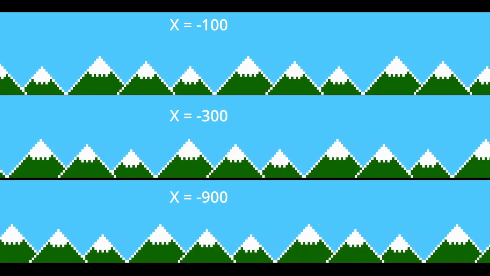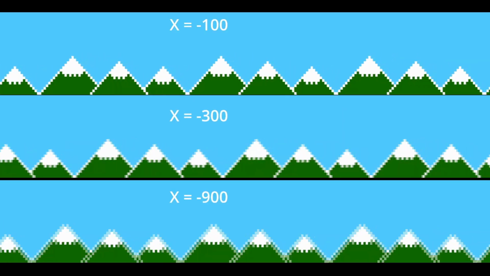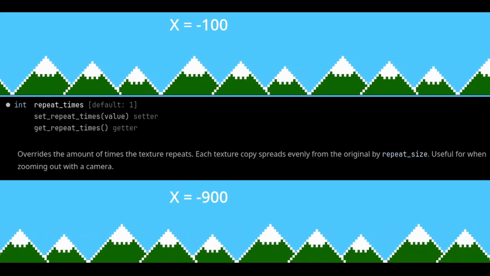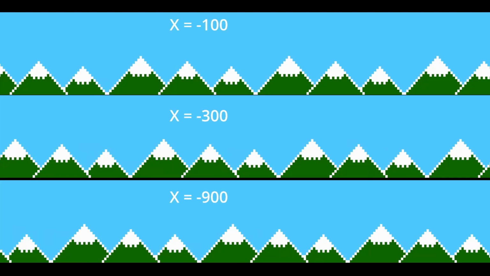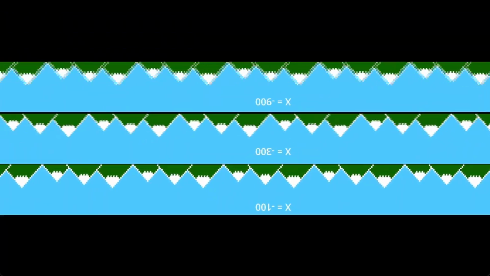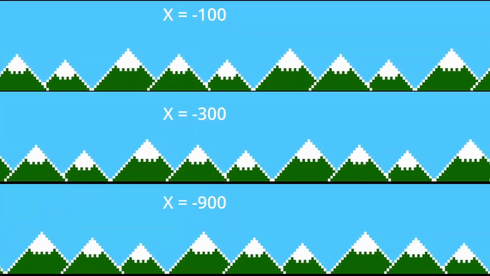So in simple terms, it's basically how fast the child nodes will scroll. The repeat times property overrides the amount of times the texture repeats. It will spread evenly from the original texture. This is really useful when you're zoomed out of the texture. So maybe you have an effect in your game where the camera starts zoomed out then zooms in. The texture will still show.